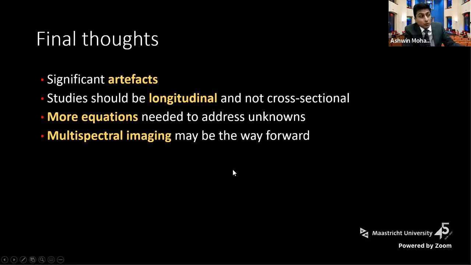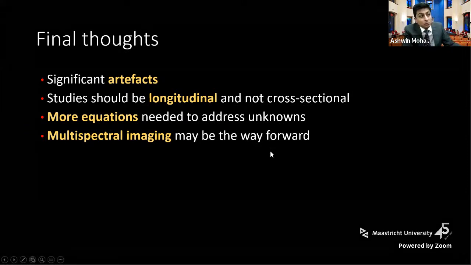Through our findings, what we say is that the study should be longitudinal and not cross-sectional. What this means is that from a single visit, we cannot say with proper certainty what the patient has. But if the same eye of the patient is compared to itself a few days before, we might be able to have something. And we very strongly feel that we need more equations, or more independent variables, to address these unknowns, and probably more than two wavelengths, probably 3 or 4 different colors of light, may solve the problem.